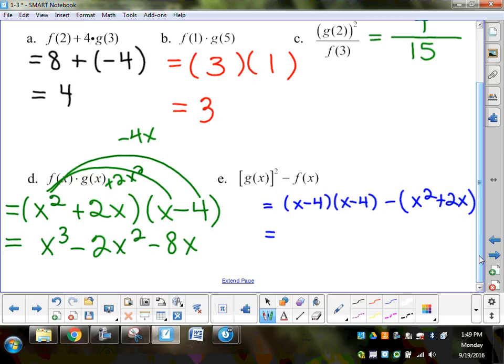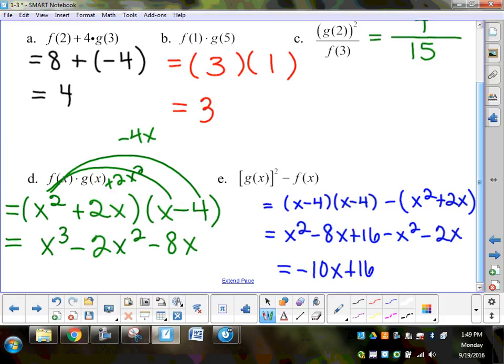And what do you say? X squared minus 8x plus 16. Now, I'm going to distribute out the negative, so this will be negative x squared and minus 2x. I'm going to put my like terms together. And Stephen W., what are you left with when you put your like terms together? Minus 10x plus 6. Questions on that?